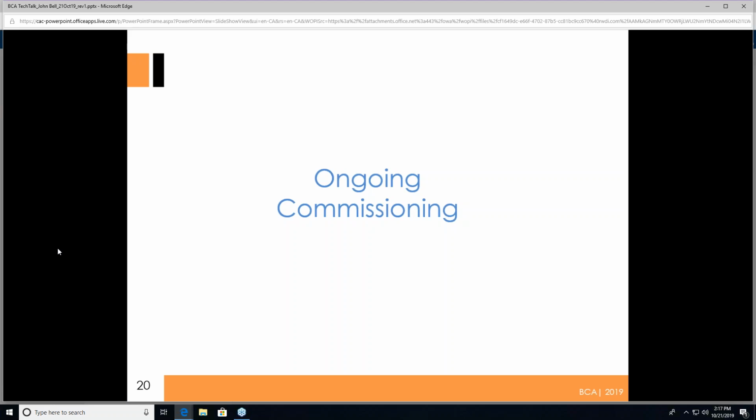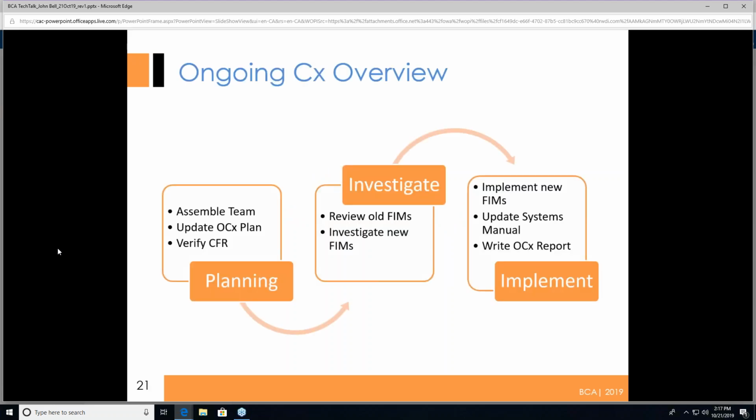Ongoing commissioning. Always an advocate for ongoing commissioning. If we're going to prevent that drift, then we all need to ensure that our clients, owners, and developers understand that to prevent drift, a component of that is to provide ongoing commissioning. That could be biannual, it could be monthly, it could be yearly, it doesn't matter.